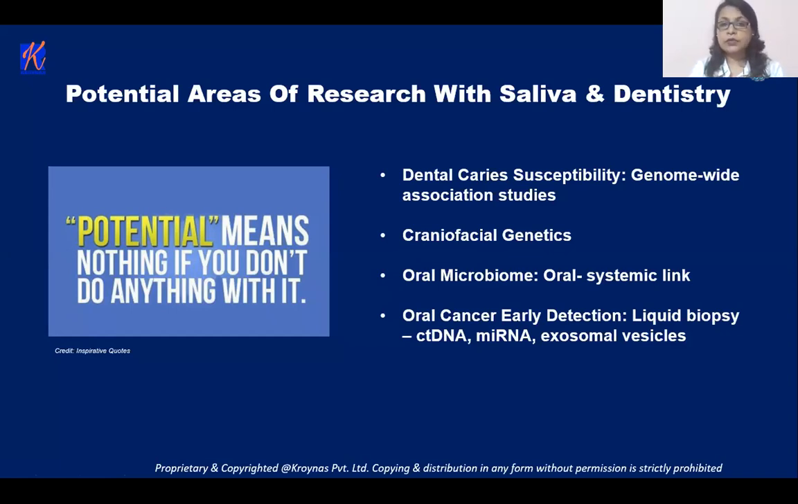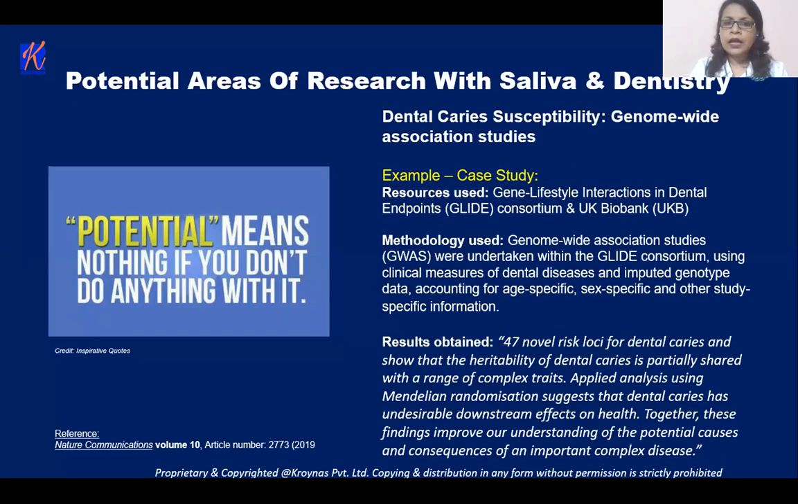Next is definitely oral cancer, but early detection. That is one of my most favorite areas, I'm a diehard fan, because I think for any cancer, early detection is the key, whatever else we do. So there comes the role of liquid biopsy, exosomes and all those things. Let me give you an example of some studies that have been done, so you will understand how important it is and how this can be done.